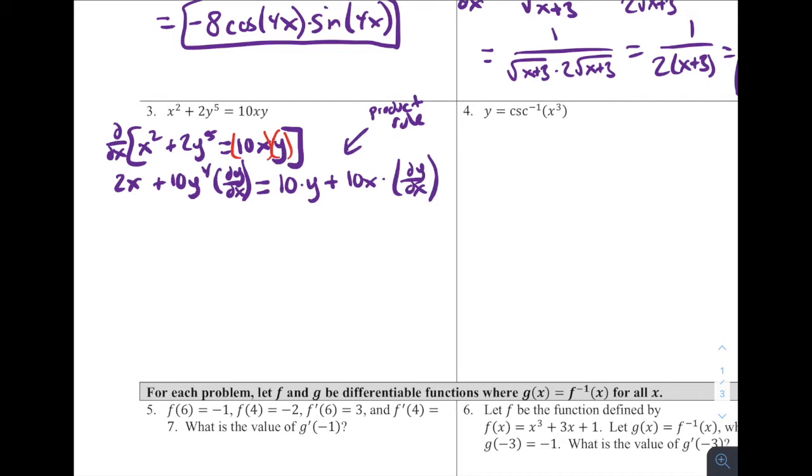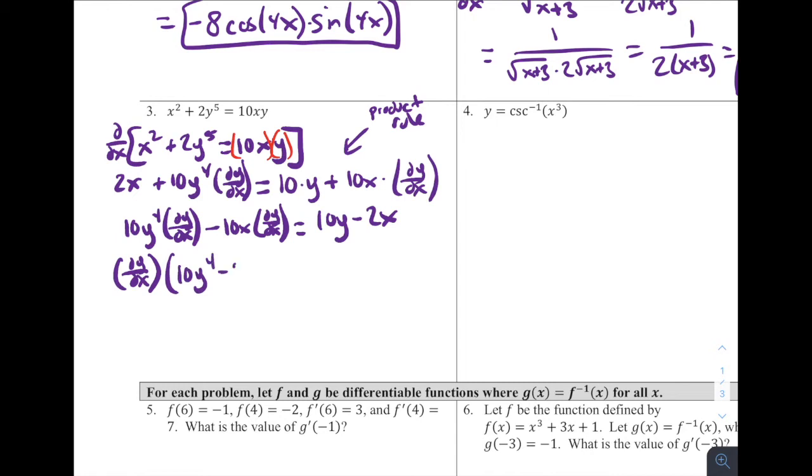Okay, great. As what we normally do for these functions, we want to collect all of the terms on the left side with dy dx. If it doesn't have a dy dx, I'm going to move it to the other side. So that means that this is 10y to the fourth dy dx minus 10x dy dx is equal to 10y minus 2x. So essentially I subtracted this 2x to the right side, I subtracted this 10x dy dx to the left side. Now because we've got both of the dy dx's on the left side, I'm going to factor that dy dx out. So dy dx times 10y to the fourth minus 10x is equal to 10y minus 2x.